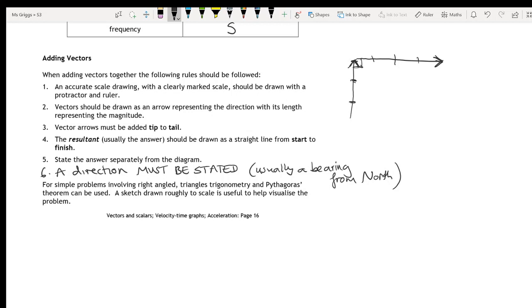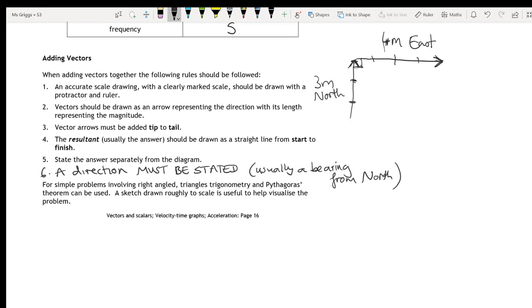Rule 2: vectors should be drawn as an arrow representing the direction, with its length representing its magnitude. I just said if it was 3 meters north, then my arrow would show the direction, which is north, and then 4 meters east, my arrow's pointing east there. It might not be north and east, it might be 10 degrees, 30 degrees or 90 degrees, but you would always draw it at that angle.